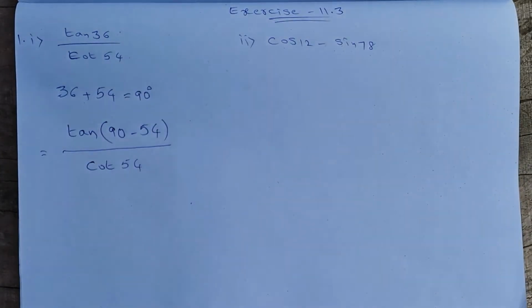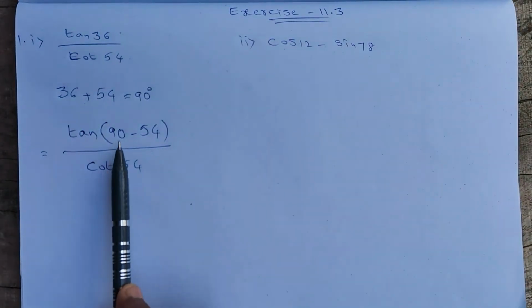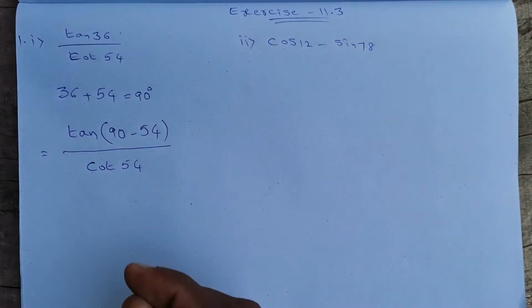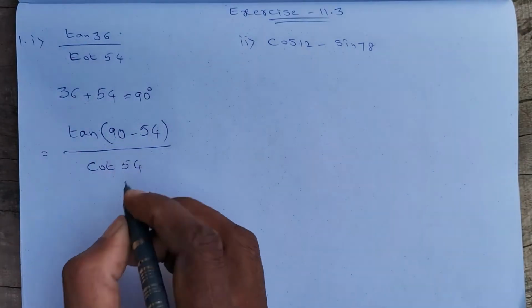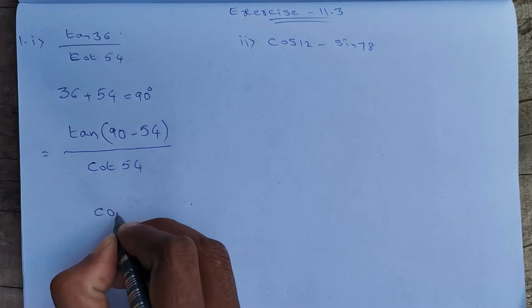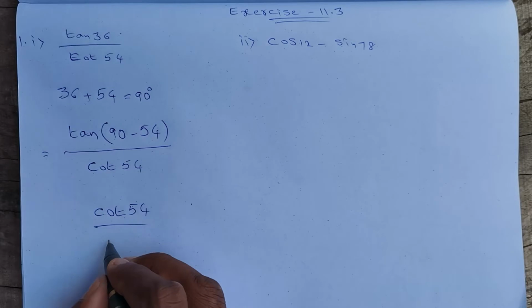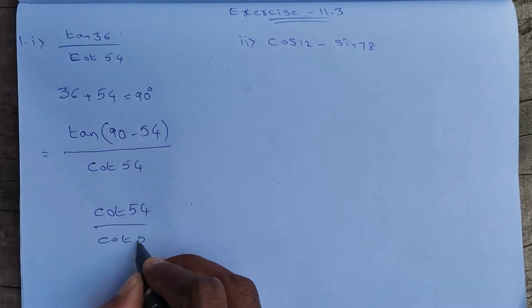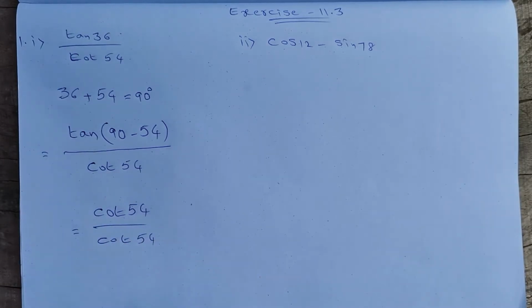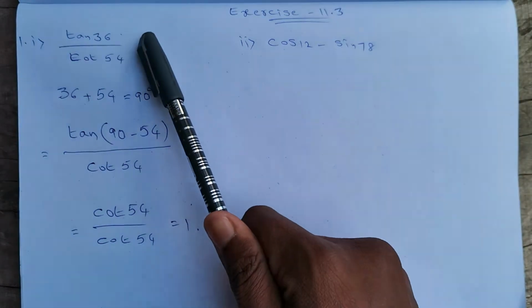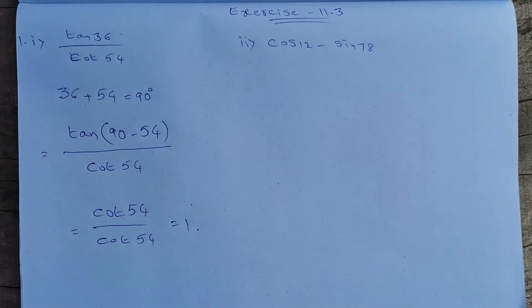Now if we observe the numerator, tan of 90 minus 54, tan of 90 minus theta is cot theta. So tan of 90 minus 54 will be equal to cot 54. Denominator as it is, cot 54. Cot 54 by cot 54 is nothing but 1. So the value of tan 36 divided by cot 54 is 1. Let's move to the second question.